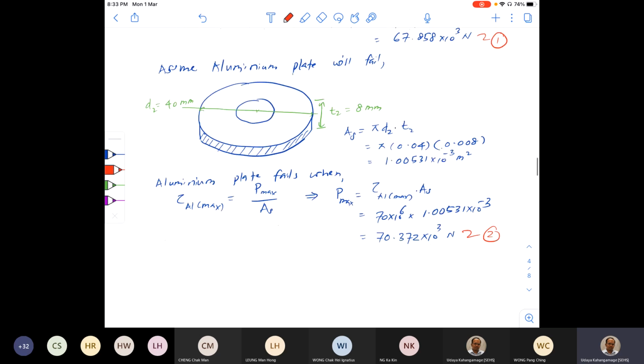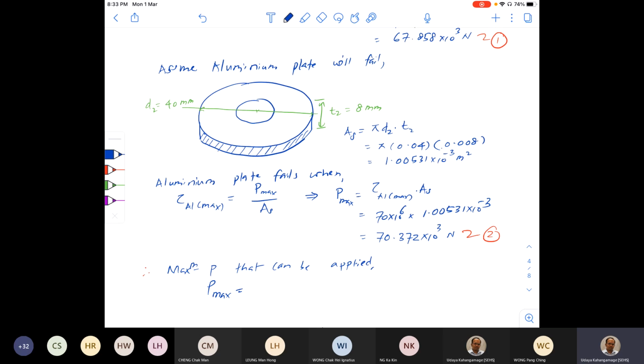Now you have the answer, right? So therefore, what is the maximum P that can be applied? P max. What is the answer? Yeah, 67.858, right? Because that is the maximum it can withstand. If we exceed that limit, it is still going to fail.